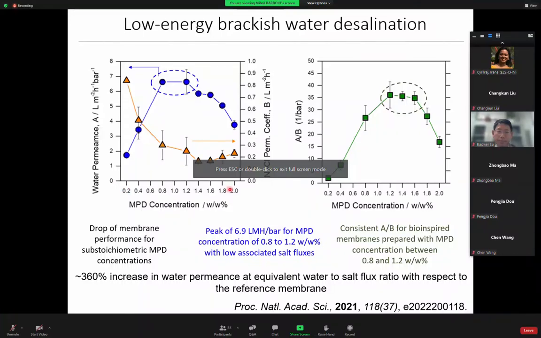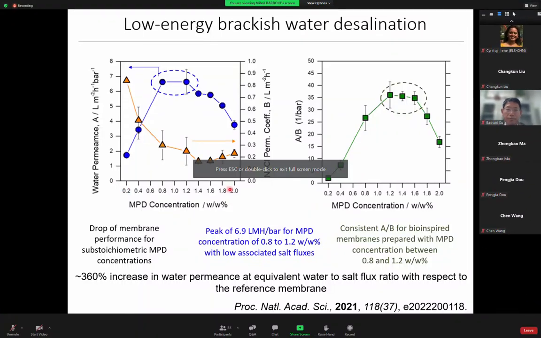We can make variations in the composition of the system. Very easily we can make the materials more or less dense. For example, we can find a condition where the system's water permeability could be something like 7 liters per square meter per hour per bar for brackish water conditions.